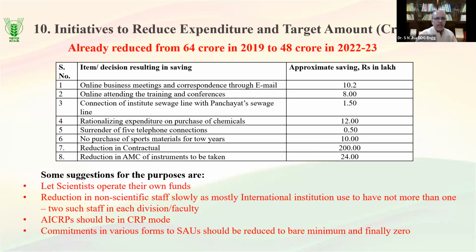Let scientists operate their own funds. Whatever externally funded money comes, whatever way they want to use, utilize that, they should be responsible for producing the output of that project. Reduction in non-scientific staff, slowly, as mostly international students.